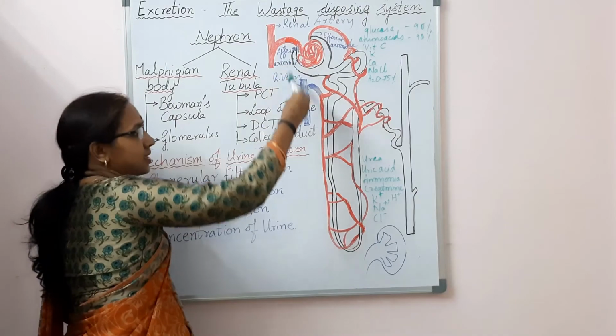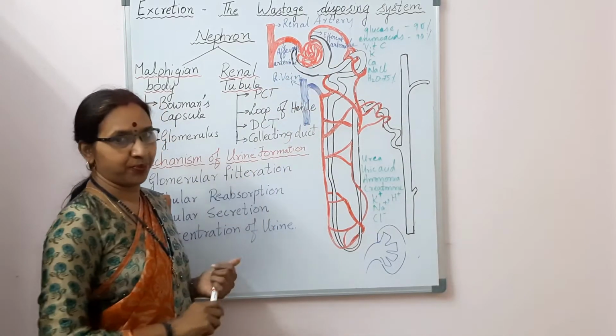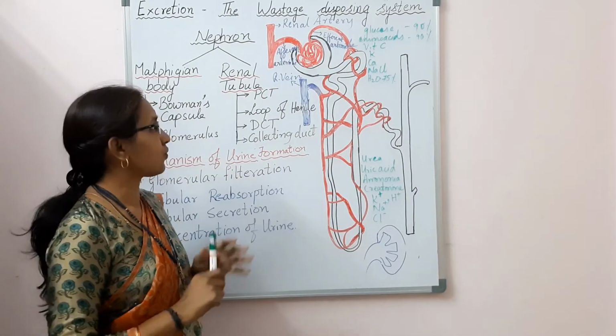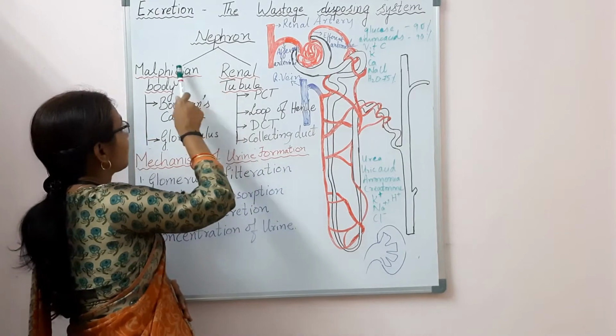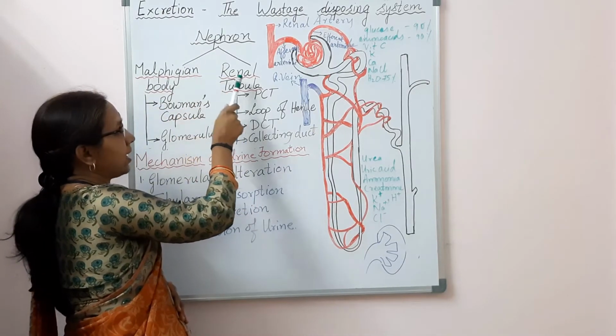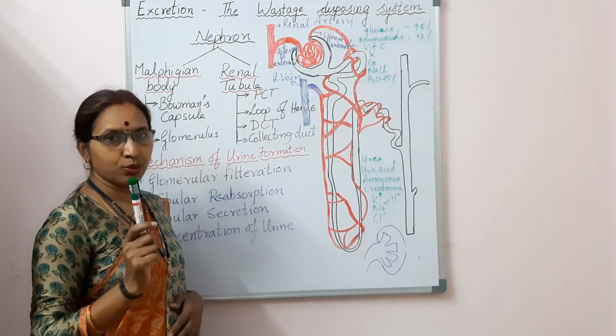Now, this is the diagram of a nephron. Nephron consists of two parts. That is, one is the Malpighian body and the second part is the renal tubule.